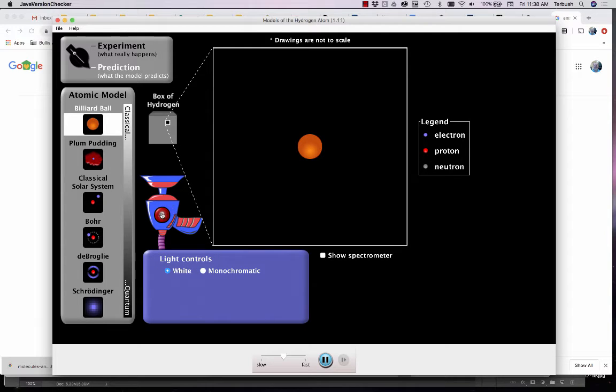First one, the billiard ball model, was put together by Dalton, around 1800, a long time ago. The way he thought about an atom is it doesn't have any parts, it's just a solid round ball. So I'm shooting light at it right now, and you can see the light just bounces off. That's the way he thought of atoms.